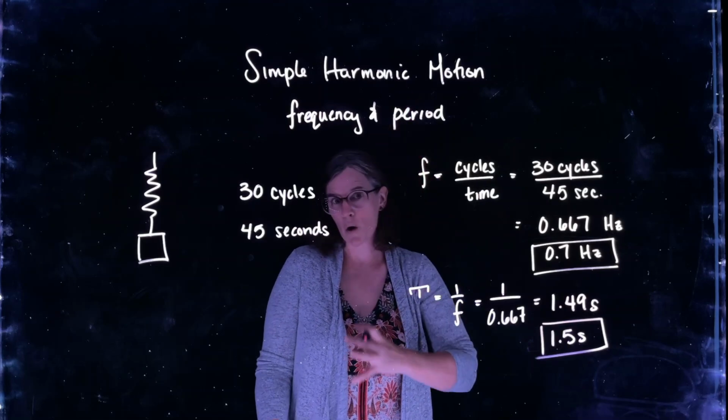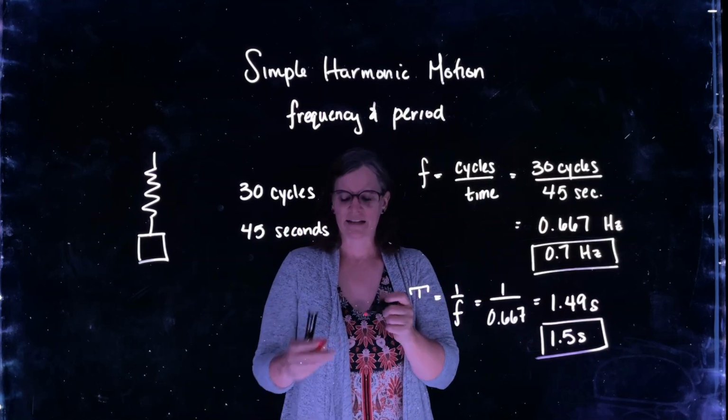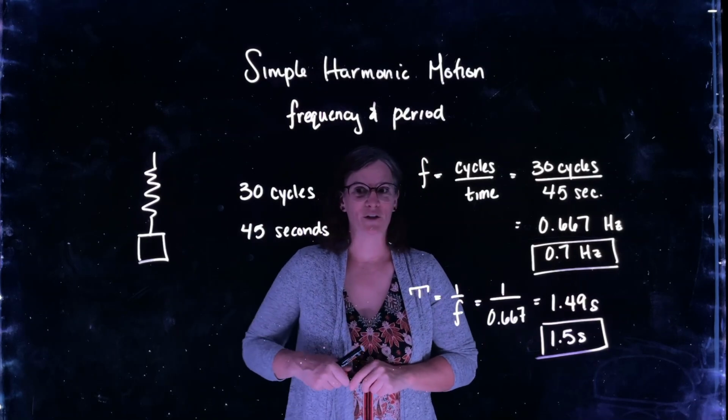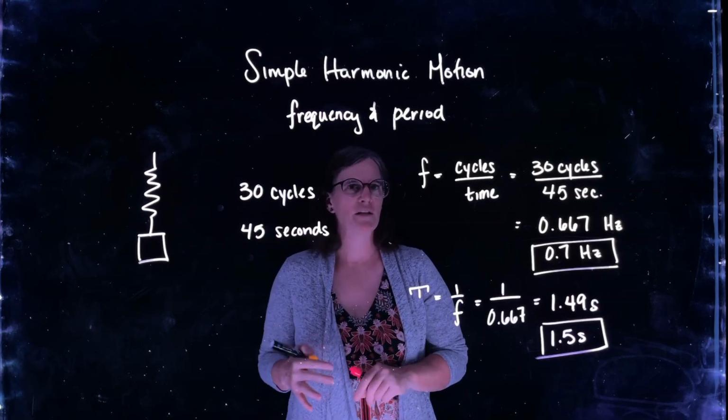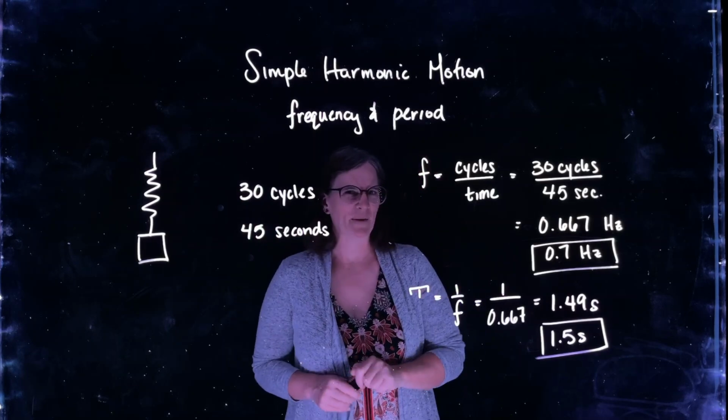Pretty slow toy that you're observing, and it has a frequency of 0.7 hertz. So we're using the information from our observation to give some information about this periodic motion, or simple harmonic motion.